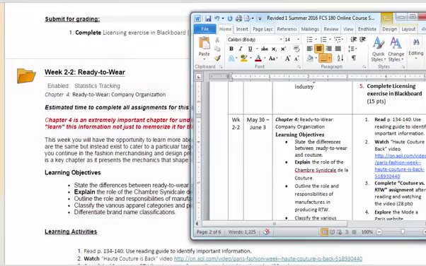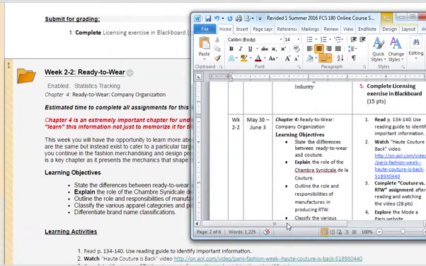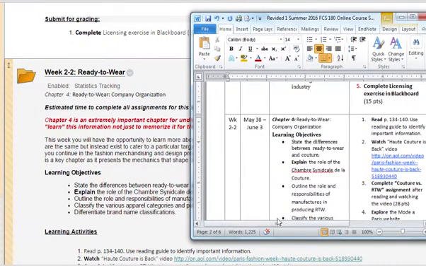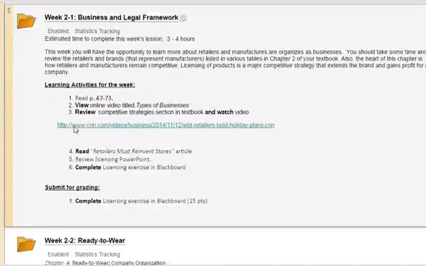is listed in Blackboard as well as week 2-2, Ready to Wear. Here you see on your course schedule week 2-2. Here you see in Blackboard week 2-2. Both are titled Ready to Wear. This is the assignment that is due on Friday of week 2, which is June 3rd. So this is the relationship between the course schedule and the Lessons and Materials folder.